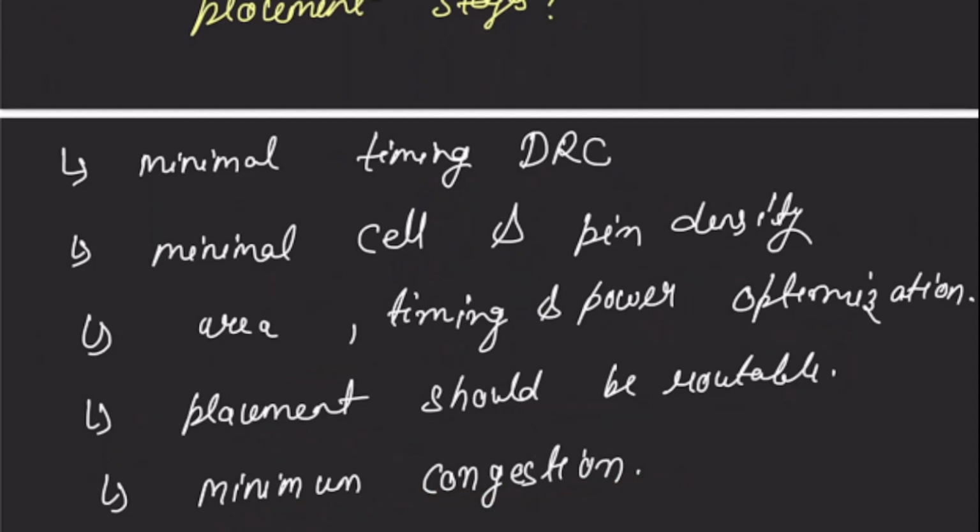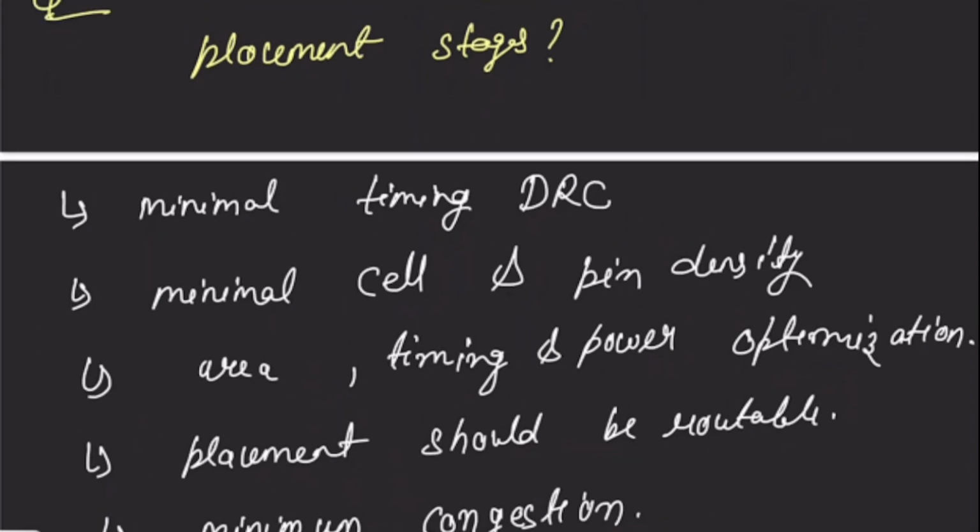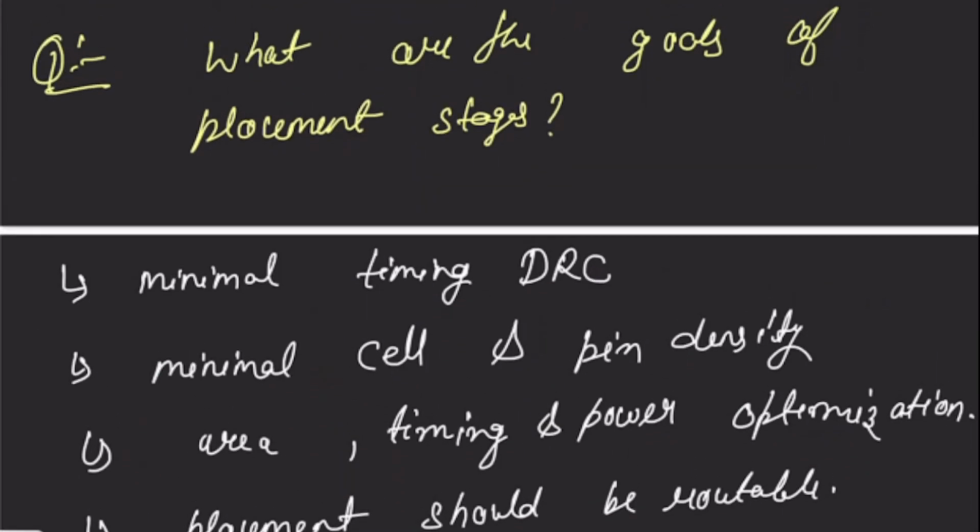Otherwise, when we go to the CTS stage, it will create problems. Then again, you have to do the placement if the congestion is more. So please take care of the congestion. Only with acceptable congestion can we go to the CTS stage. These are the goals of the placement we need to take care of.